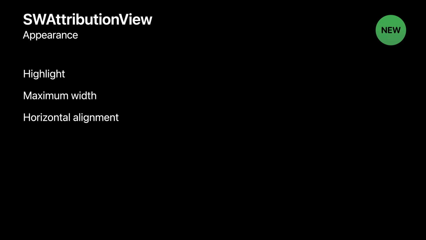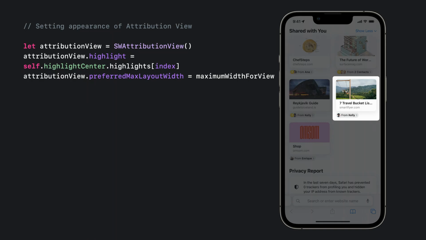Specify a maximum width the attribution view can take. The attribution view will fill or fit the space as needed. Set the alignment of the attribution view within the maximum space. Let me show you an example. Create an instance of SWAttributionView and set the highlight property. Set the preferred max layout width. In this example, it spans the bottom of the shared content thumbnail.